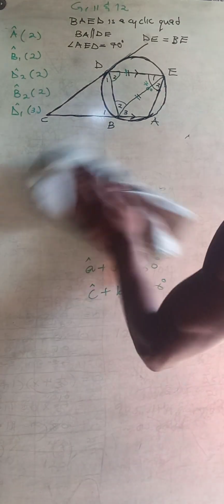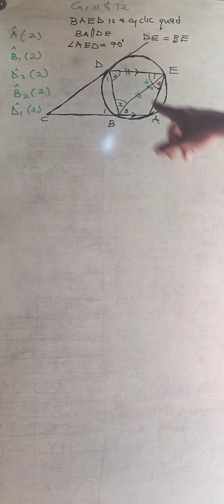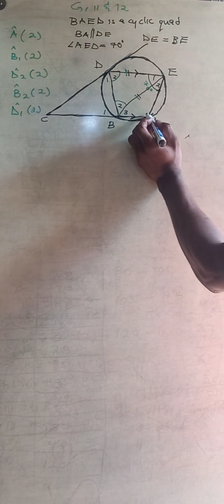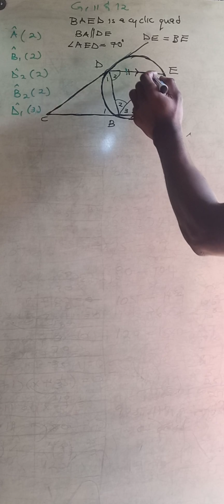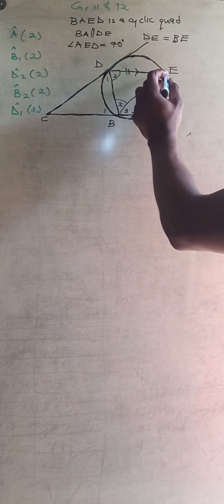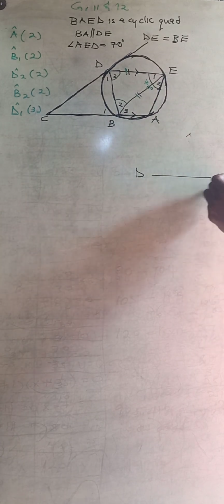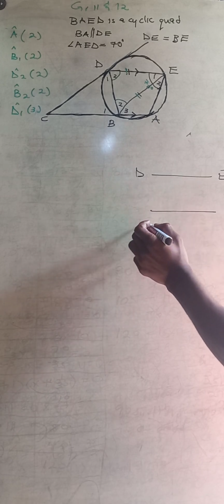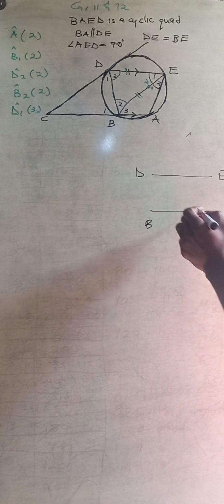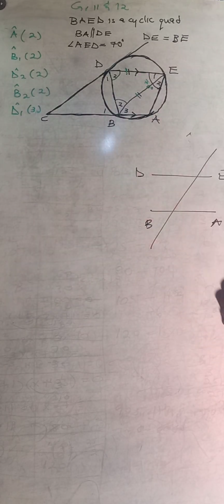Okay, let's get down to the question. The first question, they're saying we should calculate the size of angle A, which is 2 marks. Angle A is this one. They told us that this angle is 70 degrees and this line is parallel to this line. This is a transversal. Let's say this is D, this is E, and here we have B, here we have A, and then we have this line BE.